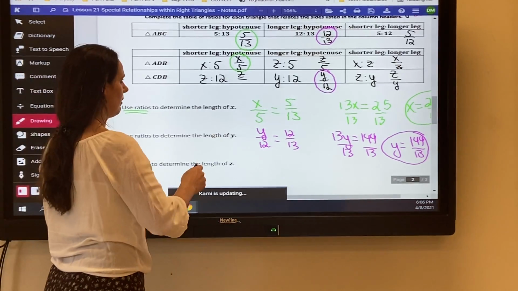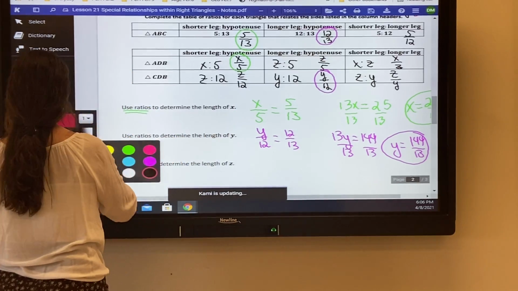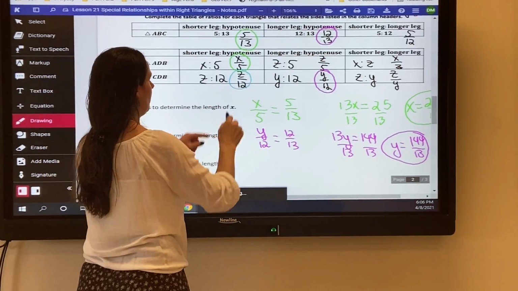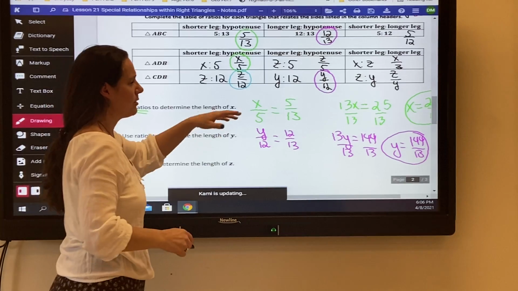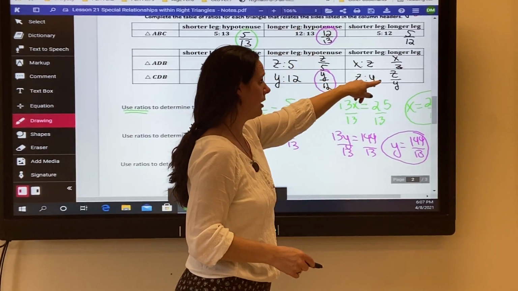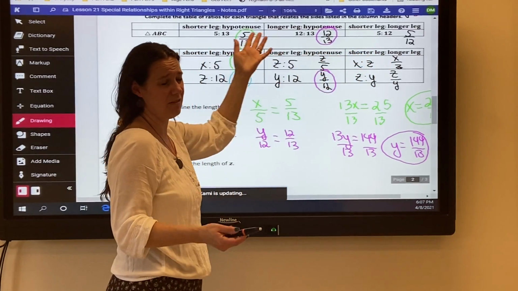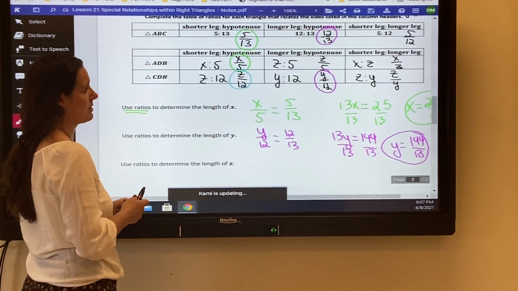So we want to, again, find a ratio that involves z. So we've got this ratio right here, that is z over 12, that is short leg to hypotenuse. So we could use this ratio of z over 5, that would be totally fine too, but we don't want to use this ratio over here of x over z or z over y, because they have another variable in it, so we wouldn't be able to solve for it.